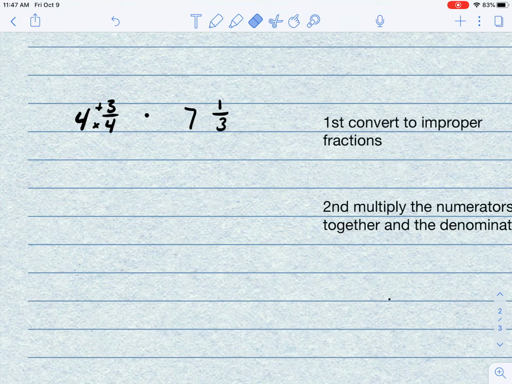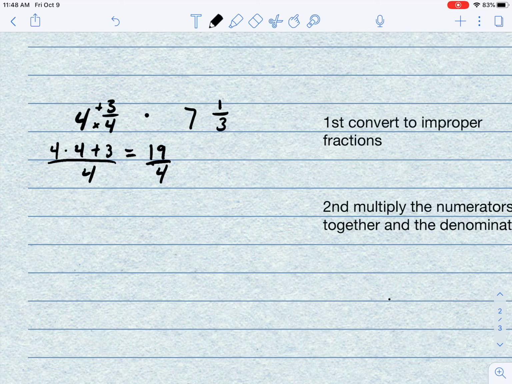So 4 times 4 plus 3. That's going to be 16 plus 3, which is 19. And this is over our denominator. So denominator stays the same. Okay. So this first one we've converted to an improper fraction.